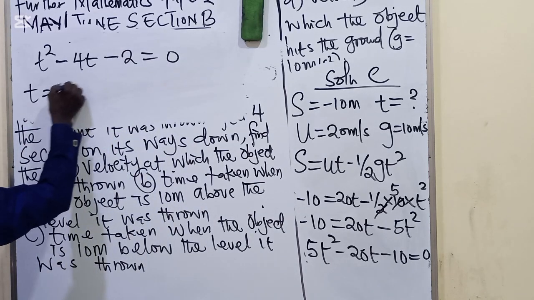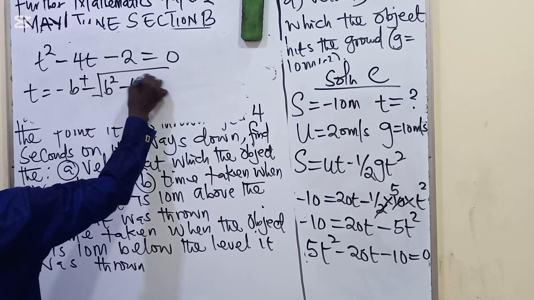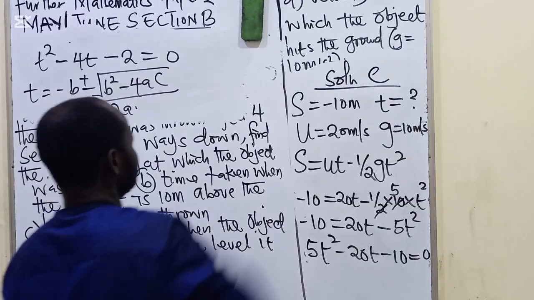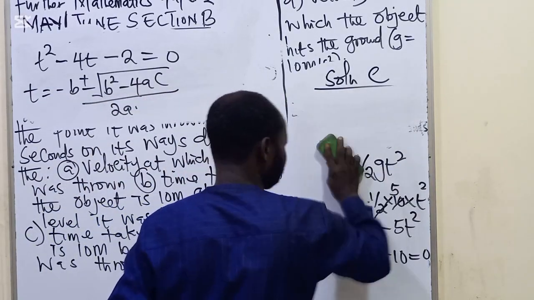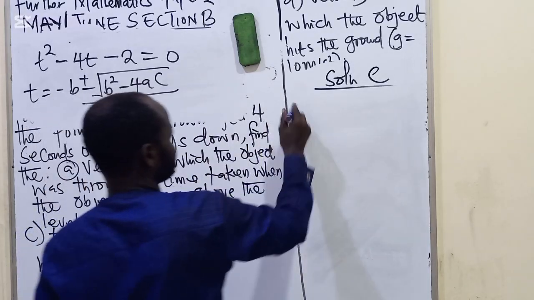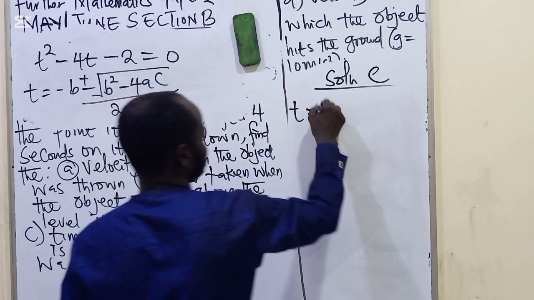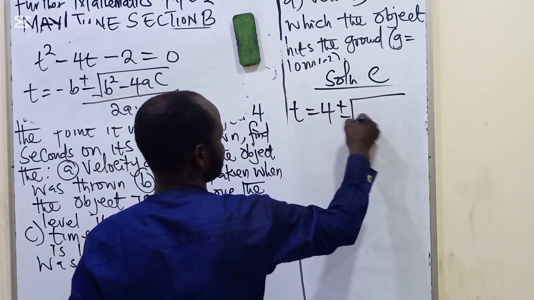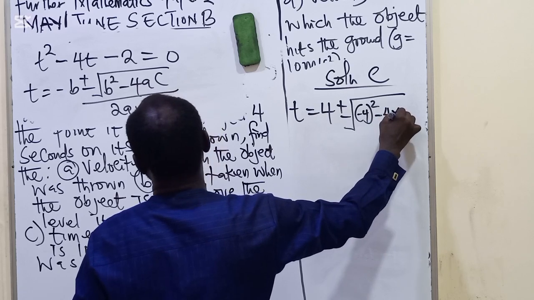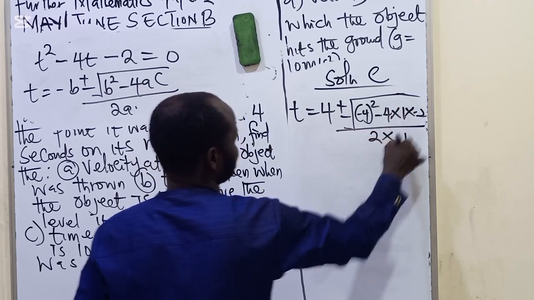So t now will be minus b plus or minus square root of b squared minus 4ac, divided by 2a. Very important. Okay, let's substitute. Just a question of substitution now. I hope we are together. Let's substitute now and see. We have t. Our b is minus 4. Minus times minus is plus. That will be 4 plus or minus the square root of 4 squared minus 4 times our a is 1, then our c is minus 2, divided by 2 times 1.